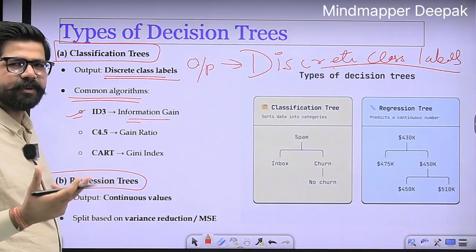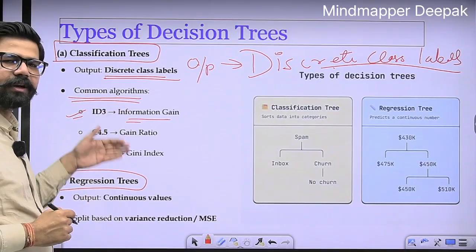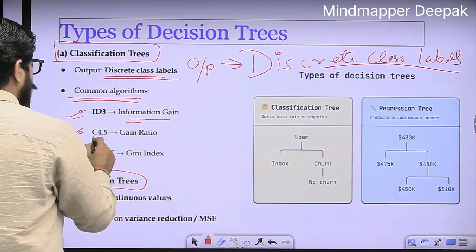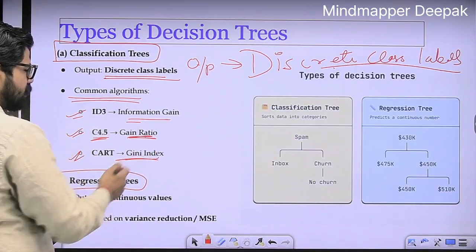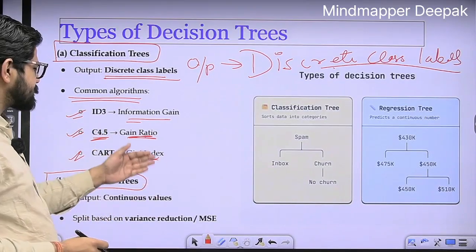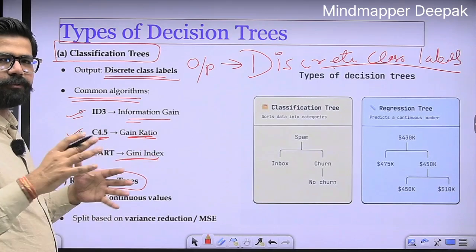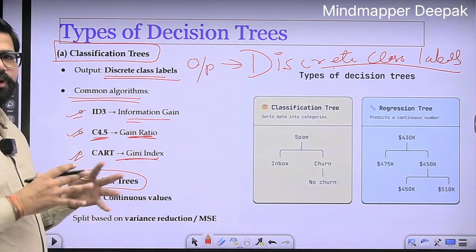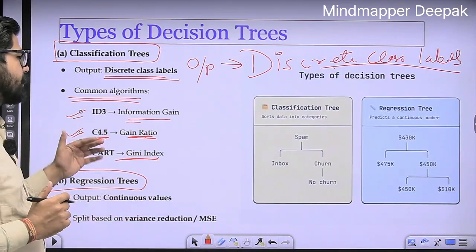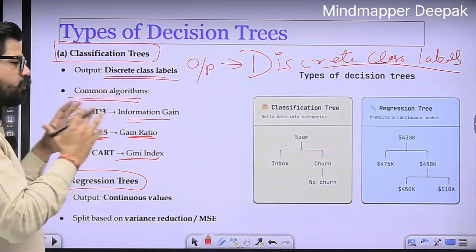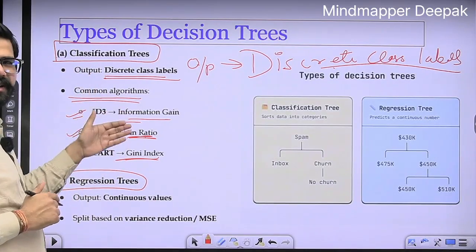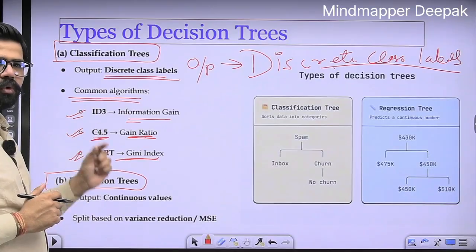In some separate video, I can explain each and every algo in depth. C4.5, that is the gain ratio. CART, that is the gain index. A brief introduction of gain index, gain ratio, information gain, we have already discussed in this particular slide. But for in-depth, we can make short videos on that. But right now, our main focus is on the decision tree. So we can focus on the decision tree. We can explain these things in a brief note in the upcoming slides.